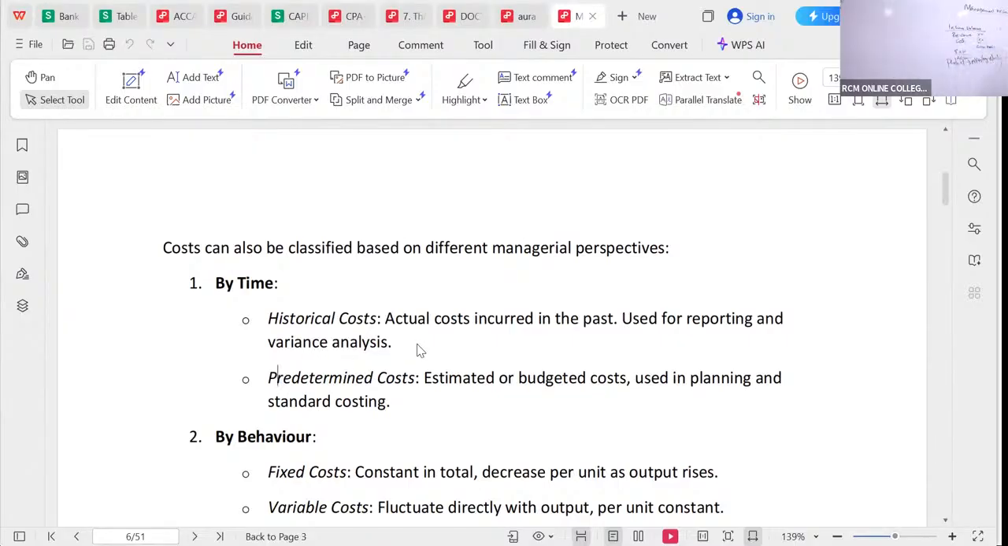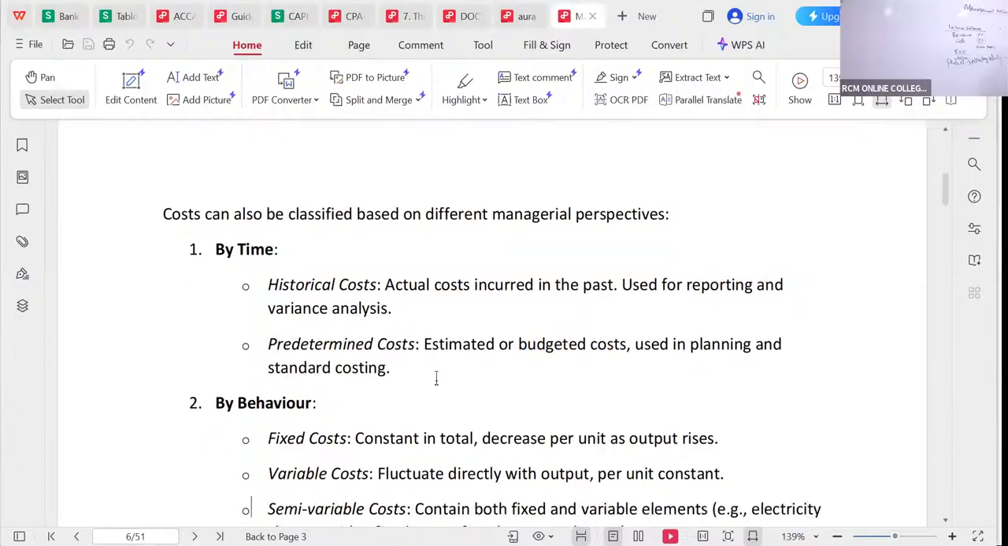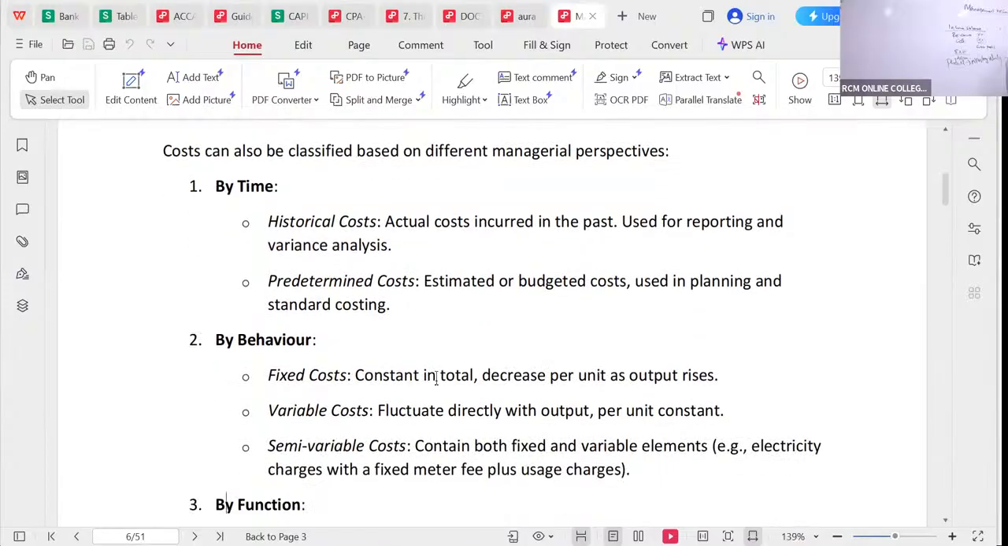Historical costs are actual costs incurred in the past, used for reporting and variance analysis. Then we have future costs, which are determined, estimated or budgeted costs used in planning and standard costing. Then we have number 2. The second classification is by what here, somebody? Behavior. Under behavioral classification, we have 4 types of costs. Are you able to remember them? Because you've done them with my colleague.